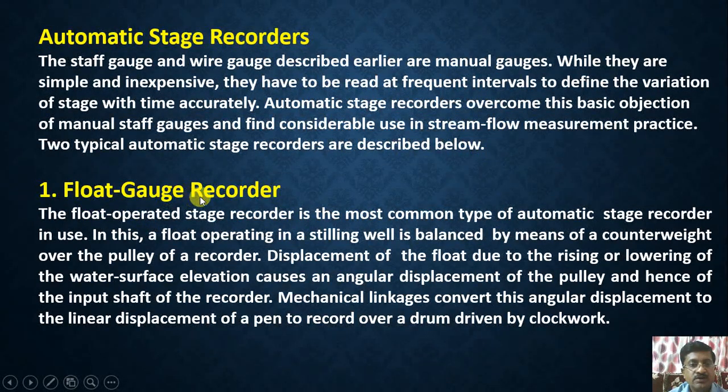The first one, the float gauge recorder. A float operated stage recorder is the most common type of automatic stage recorder in use. In this, a float operating in a stilling well is balanced by means of a counterweight over the pulley of a recorder. Displacement of the float due to rising or lowering of the water surface elevation causes an angular displacement of the pulley and hence of the input shaft of the recorder. Mechanical linkages convert this angular displacement to a linear displacement of a pen to record over a drum driven by clockwork.